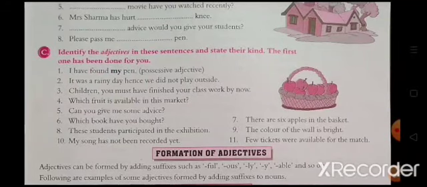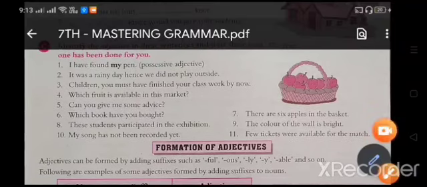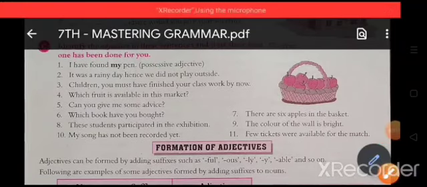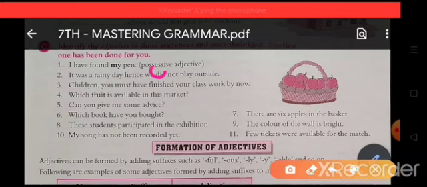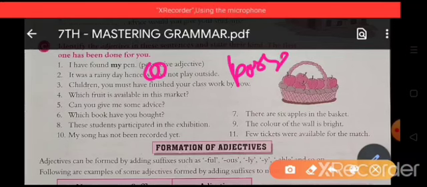Now let's move to C. Identify the adjective in these sentences and state their kind. The first one is done for you. Now here we can say, I have found my pen. This is a possessive adjective. Second, it was a rainy day, hence we did not play outside. So here we is a possessive adjective.